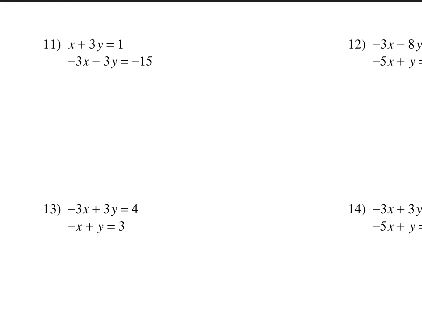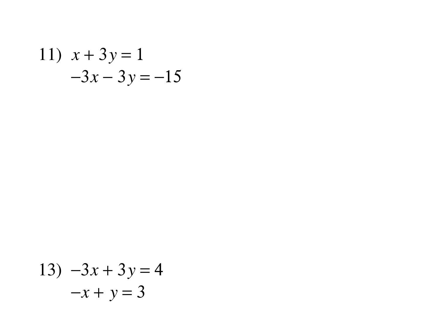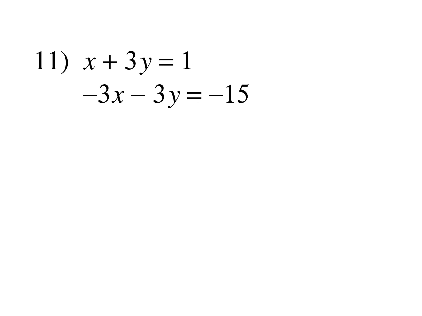For 11, we have x plus 3y is equal to 1, and negative 3x minus 3y is equal to negative 15. Which of these equations do you want to use to solve for one of the variables? The bottom. I would use the top one. You already got x to where it has a coefficient of 1, so I would use the top one and just solve for x.